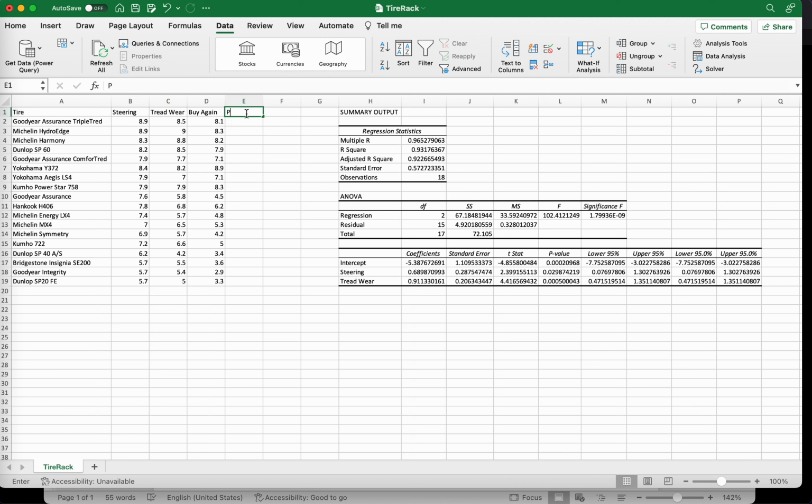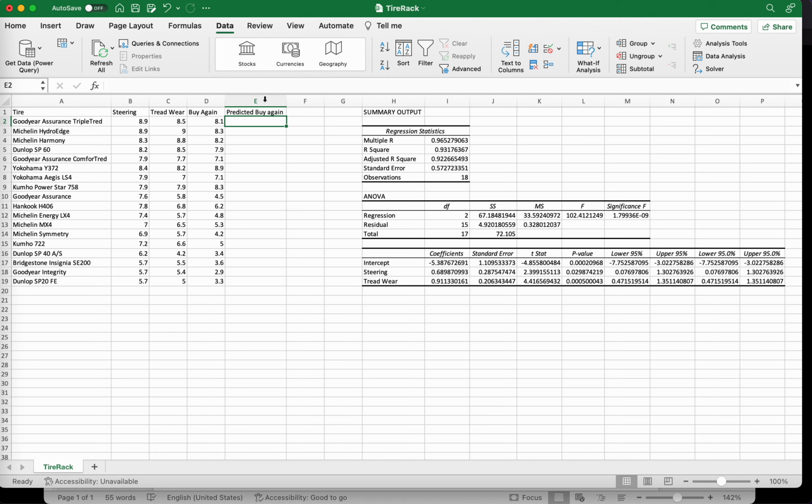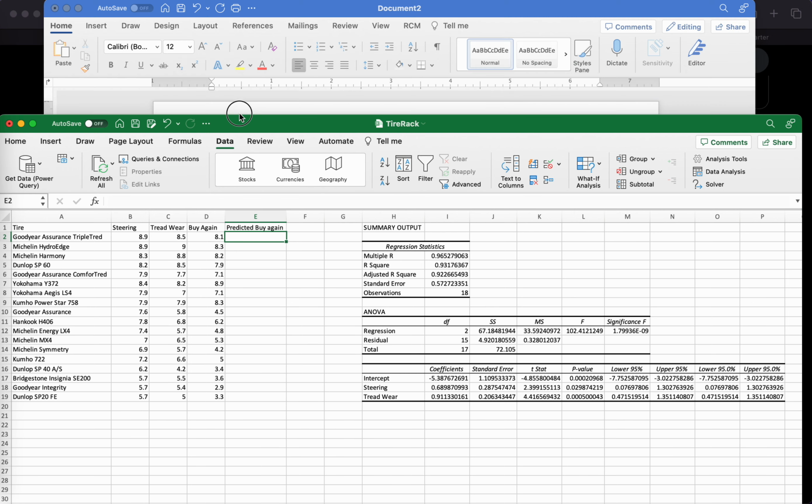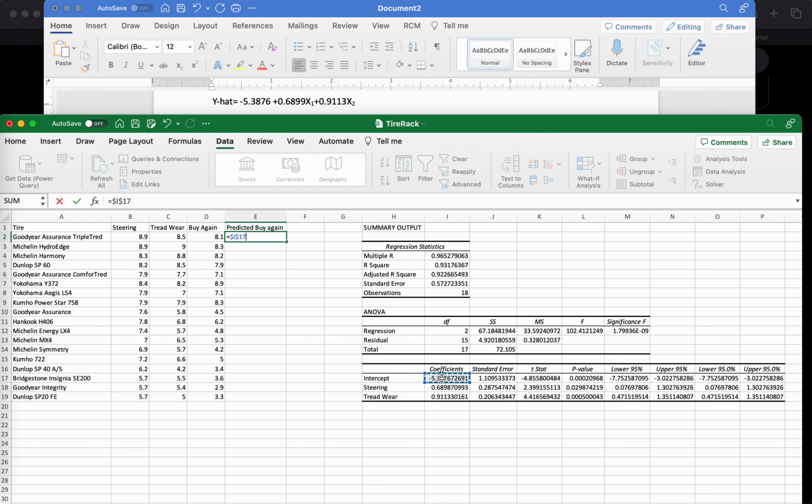First things first, let me make a prediction: predicted buy again based upon this equation. Remember, the equation of the line is right there. Y hat is negative 5.3876. We have that number here, and I'm going to make that an absolute reference, plus the steering coefficient times the value of whatever steering you had. So times x1, where x1 is the value of the steering variable.